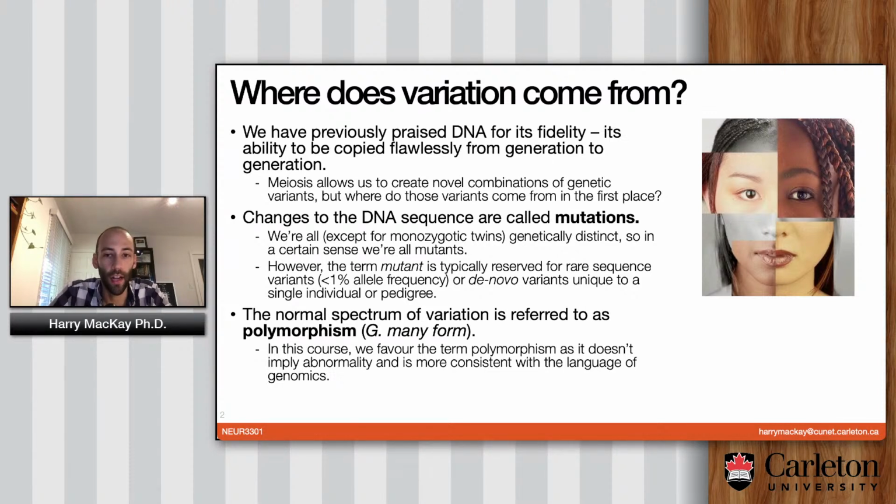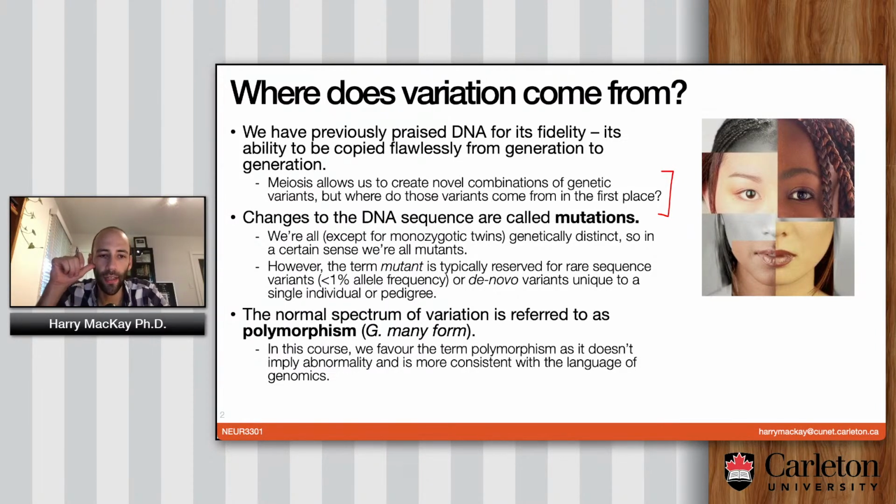However, it's not completely faithful. There has to be some room for variation, otherwise evolution couldn't take place, and variation between individuals also couldn't take place. We would all just be clones of each other. So meiosis, as we talked about, allows us to create novel combinations of genetic variants. You get a little bit from mom and a little bit from dad, and you end up being a totally unique person. But where do those variants come from in the first place?